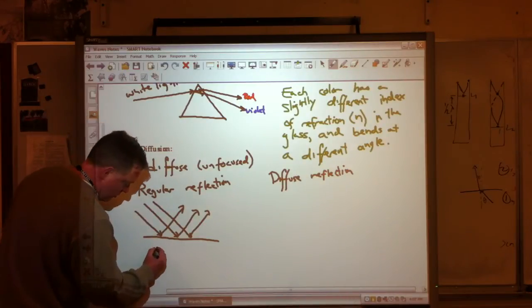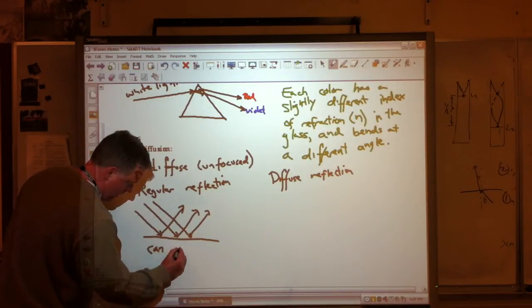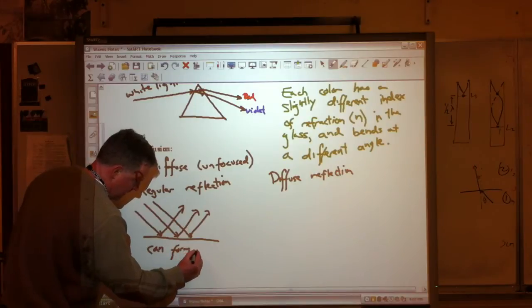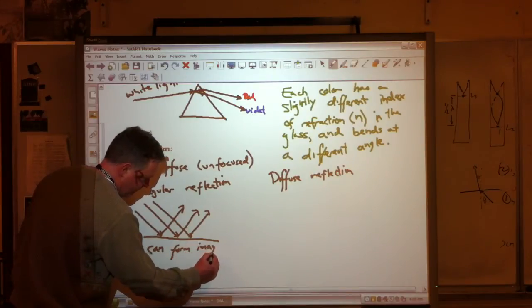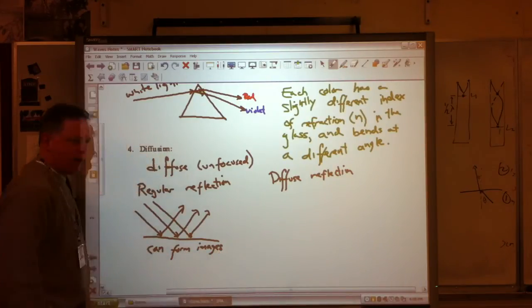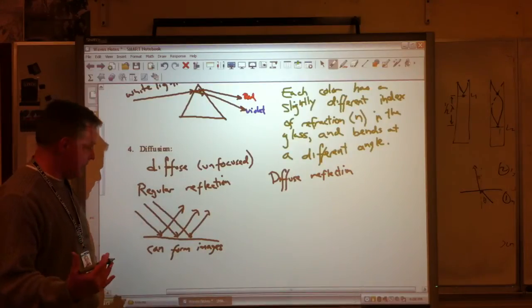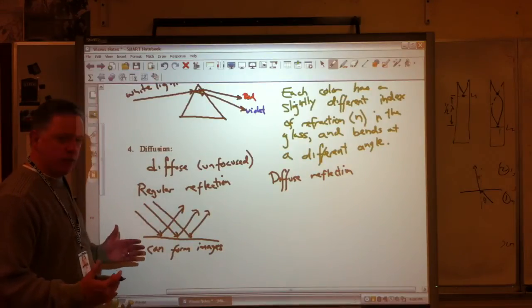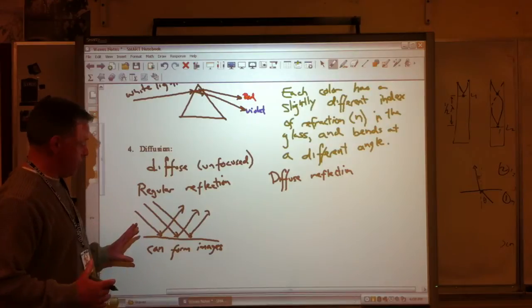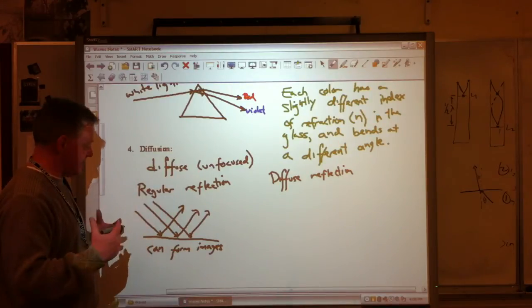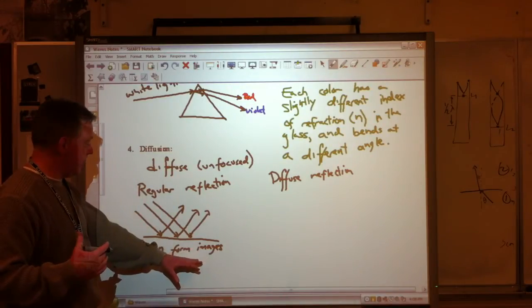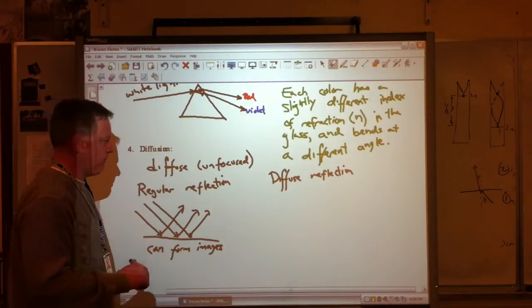When this happens, you can form images. And we're going to talk about images more in our next unit, the optics unit, but basically it's reflection. So mirrors do this, and I can see myself in a mirror, I can see my image, my reflection in the mirror, because it does regular reflection.